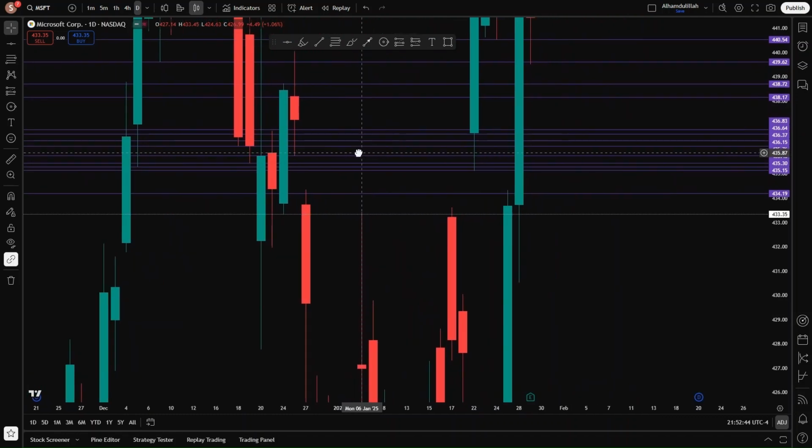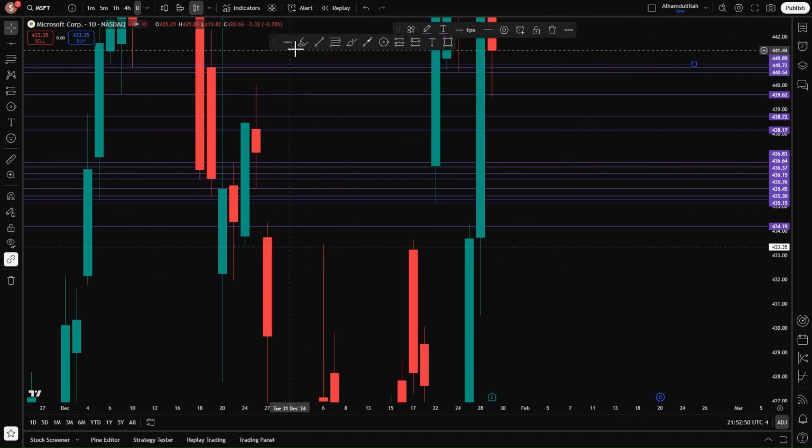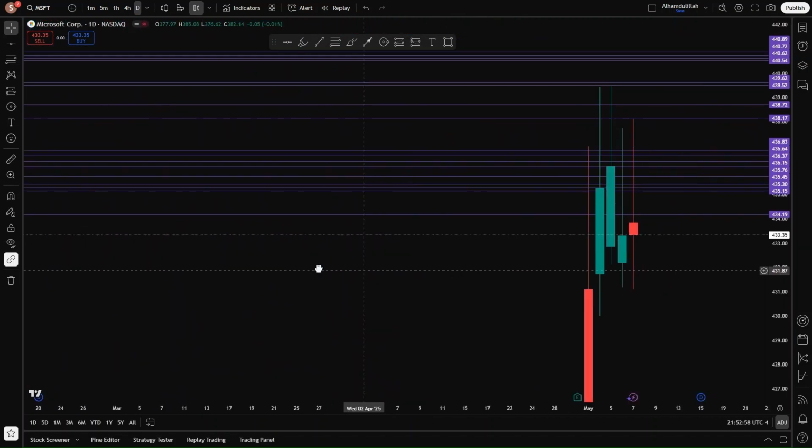What you're going to notice too is that the more lines you put down, lines are going to be able to share lines as well. So you're going to see certain areas being reacted off of multiple times. So that's going to be very, very nice to verify that that's a strong level as well.